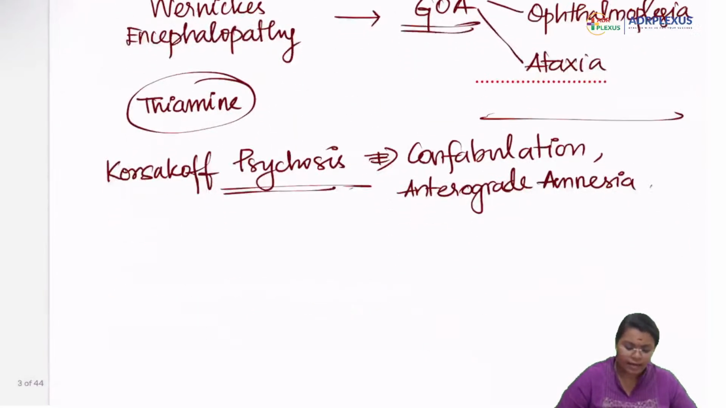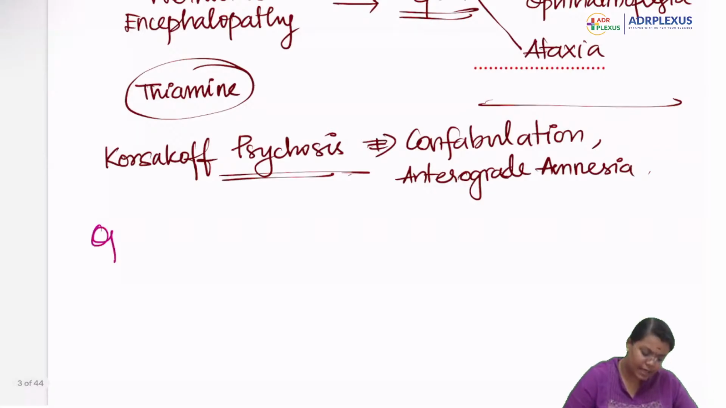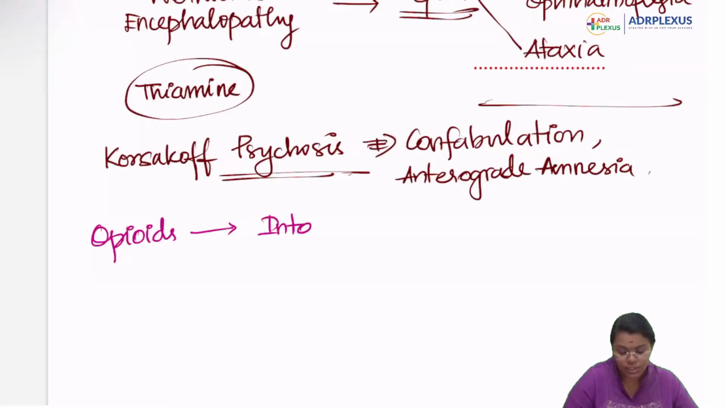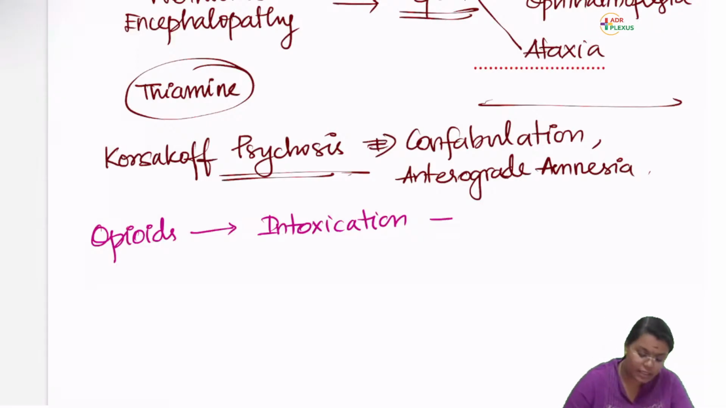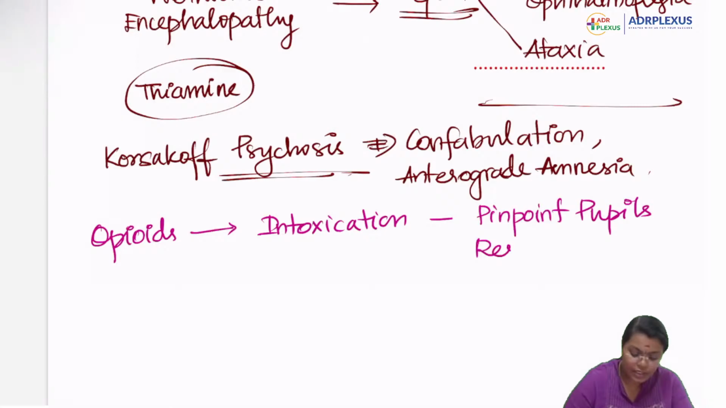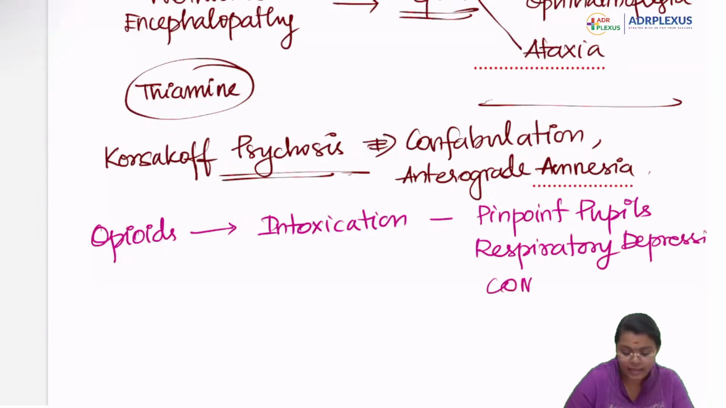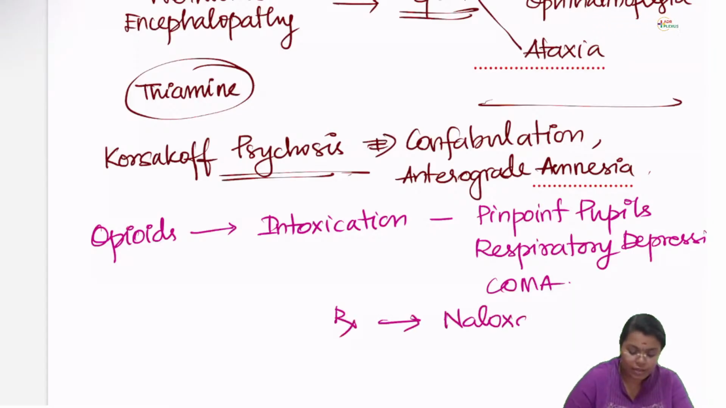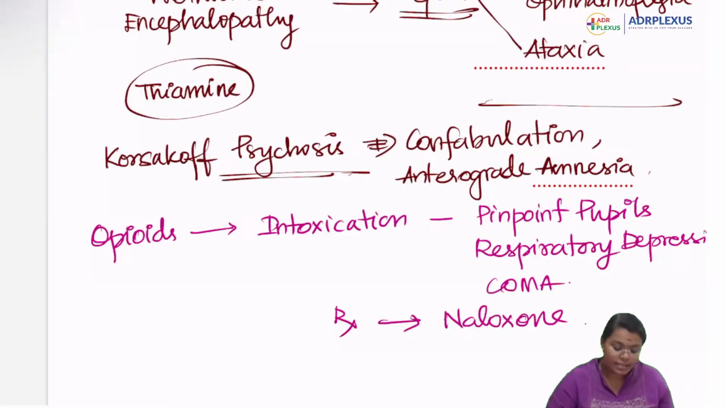Okay, other drugs, if you see, opioids have been asked. In opioids, you have to know about opioid intoxication, which is a very, very life-threatening emergency where there are pinpoint pupils, respiratory depression, coma, and the treatment is naloxone, which is an opioid antagonist, and it is a short-acting antagonist.